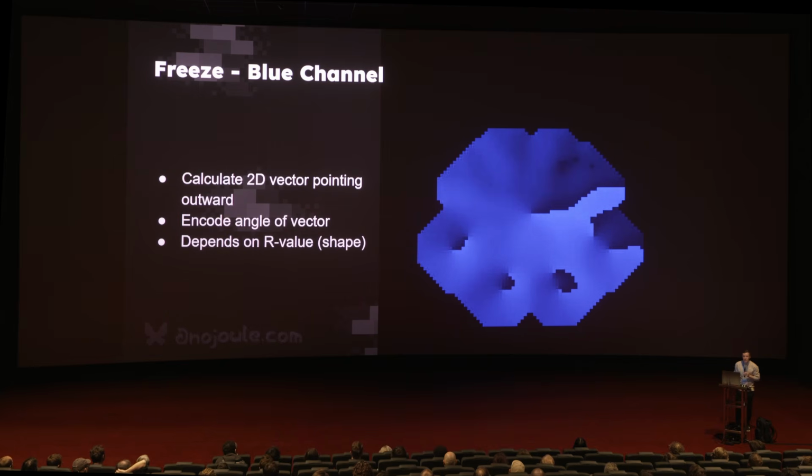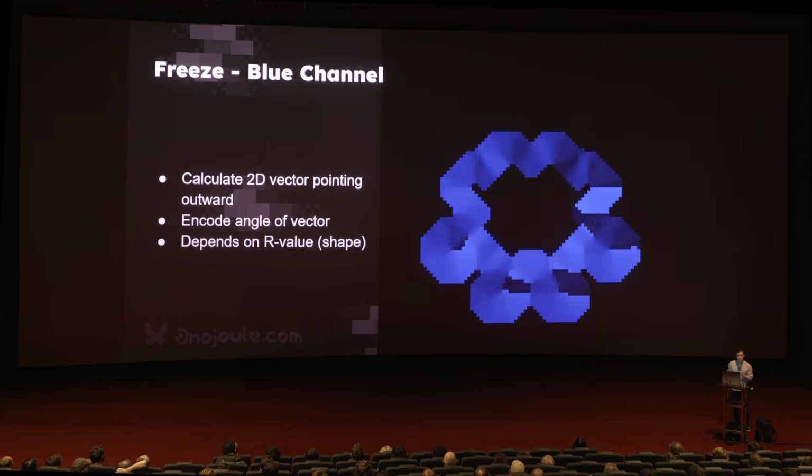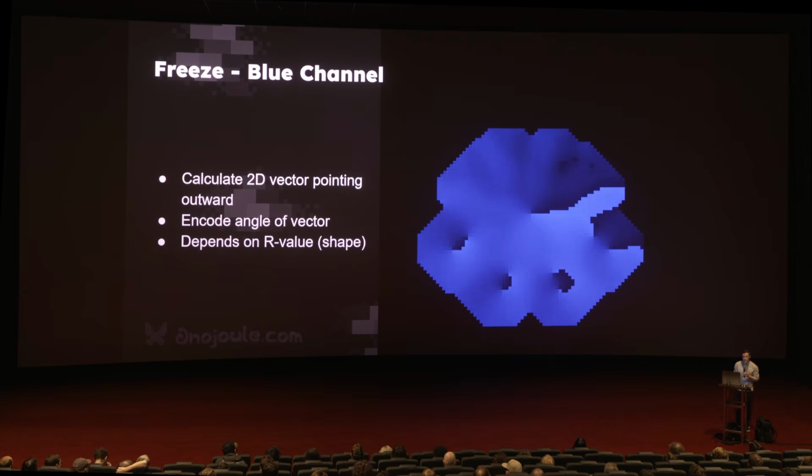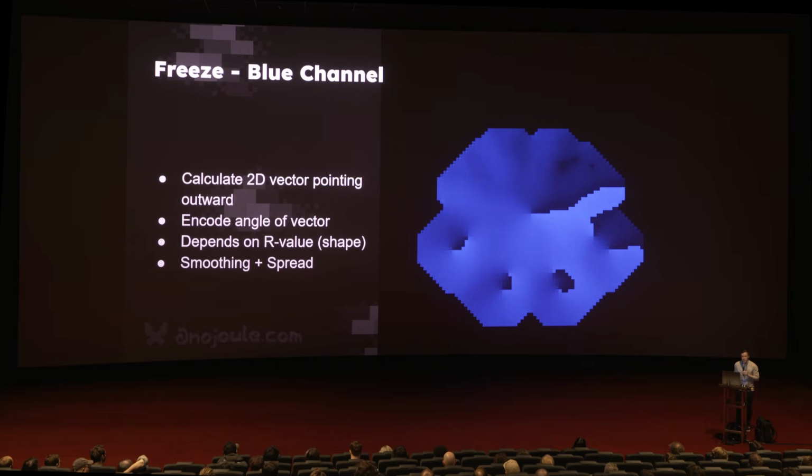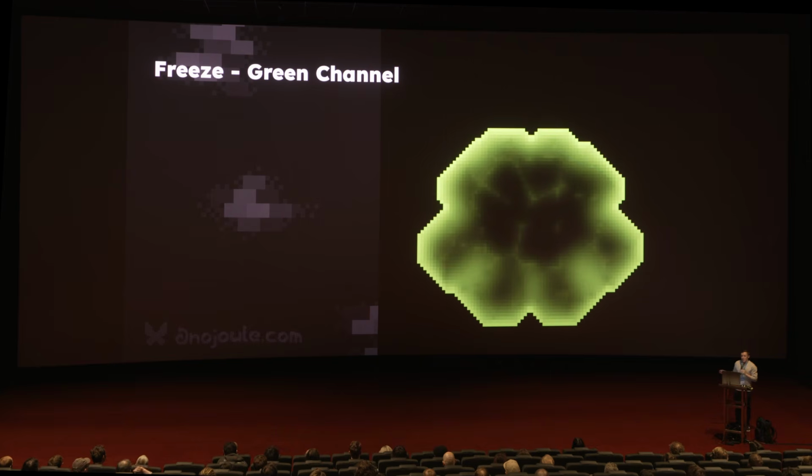And yeah, like I mentioned, it depends on the red value we calculated before that. And then we smooth it and spread it inward. So at each of the pixels inside the shape, we basically know where to go to get out of the shape. Then lastly, the green channel.